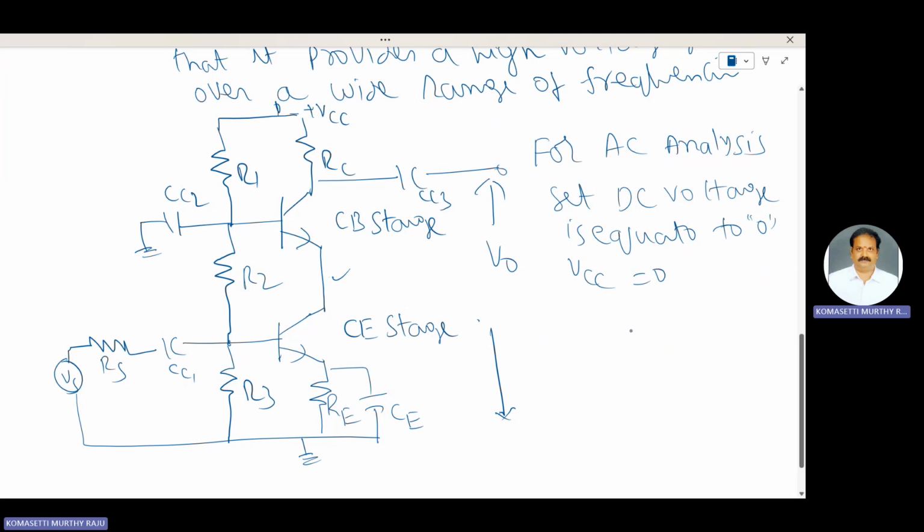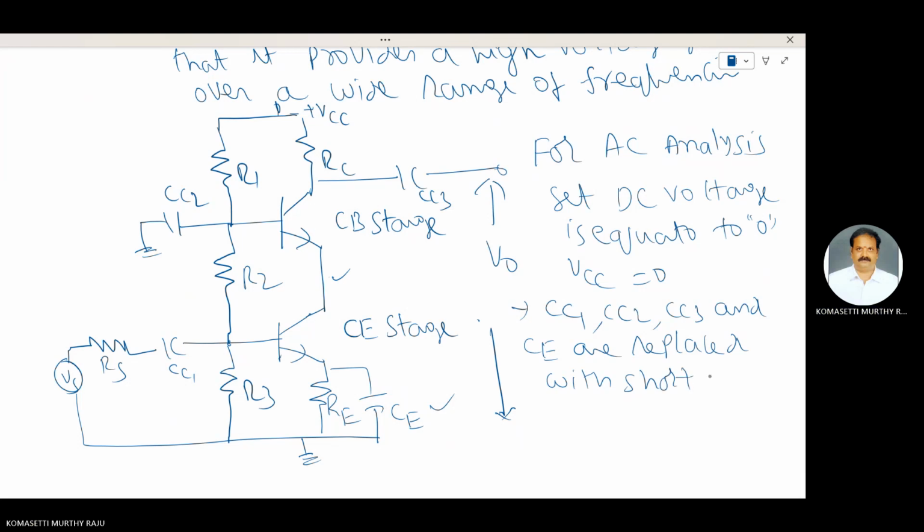Coupling capacitors and emitter bypass capacitor CE are replaced with short circuit for AC analysis. CC1, CC2, CC3 and CE, these are the capacitors present in the cascode amplifier configuration, are replaced with the short circuit.